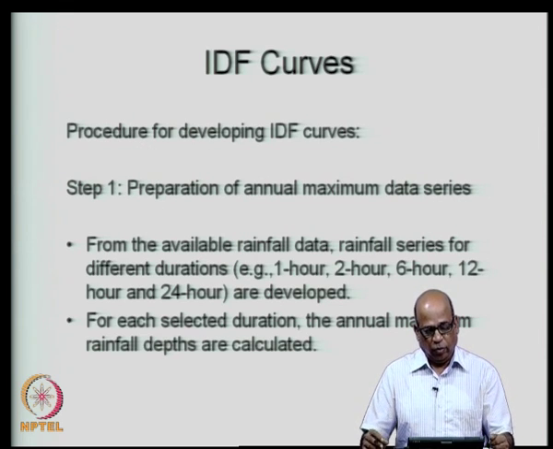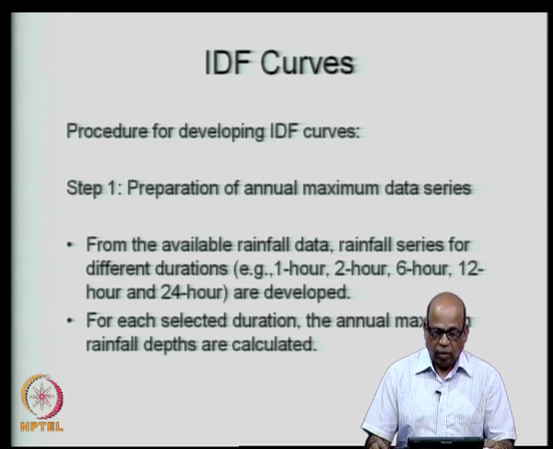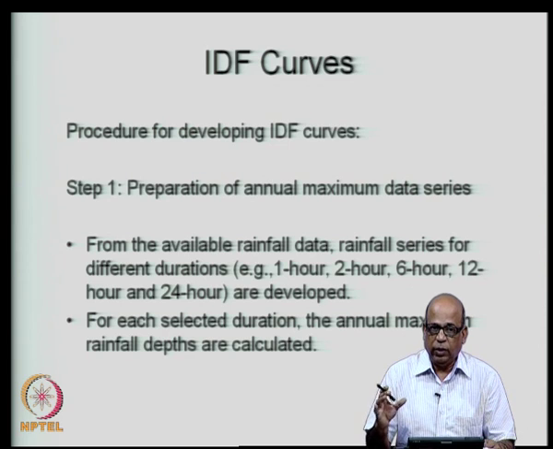Okay, so, what do we do in this? First, from the observed data, we construct an annual maximum data series for various durations. What do I mean by that? Let us say you have hourly data for the last 30 years, which means what? For every hour you are measuring. So, in 24 hours you have 24 data, in 1 year you have 24 into 365 data.